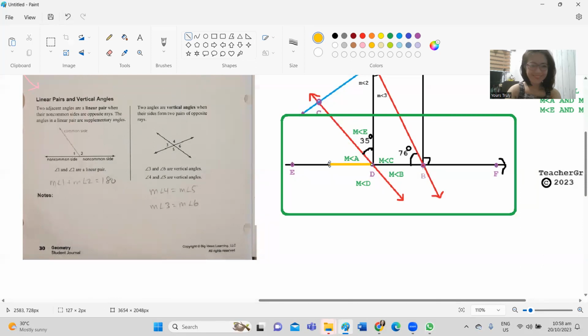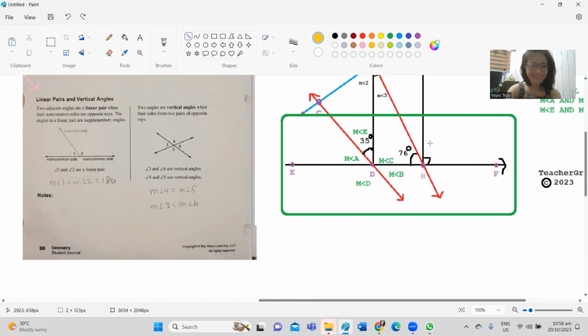Okay, so what are the vertical angles? Are angle C and angle D also vertical angles? Let's check. Vertical angles have opposite rays. If this is the other side of angle C, does it have any opposite on the angle D? It is opposite on one side, but the others are not. We have a missing ray here. So therefore, we can say that angle C and angle D are not vertical.